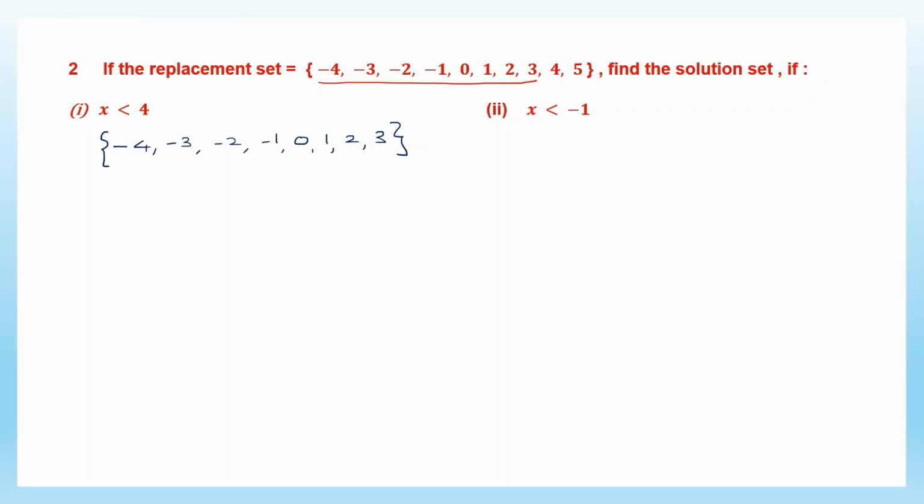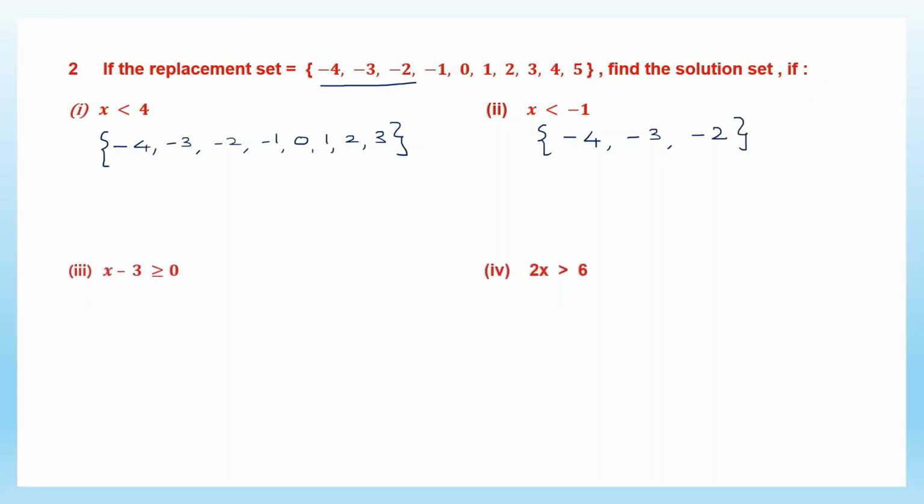Now let's move to question 2. This time x is less than minus 1. So where is minus 1? Minus 1 is here, and all the numbers less than minus 1 is what we need to write. So all the numbers to the left of minus 1. So these are the values of x here. So let's write it down in the form of a set. So put your curly brackets. Then we have minus 4, minus 3 and minus 2. This is the solution set for question 2.